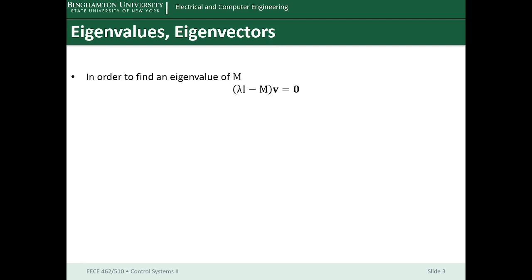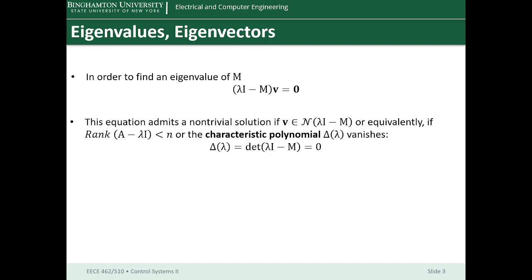In order to find the eigenvalues and eigenvectors, we need to solve the equation lambda times I minus M, multiplied by v, equals 0. This means that v should belong to the null space of lambda times I minus M. In other words, the rank of this matrix should be less than n. So, lambda must be such that the determinant of lambda times I minus M vanishes. We call this determinant the characteristic polynomial. It's a polynomial of degree n and it has exactly n roots. Each of those roots is an eigenvalue of M.